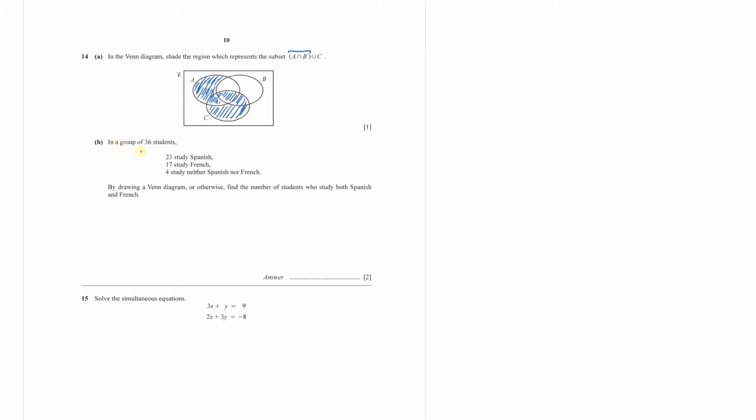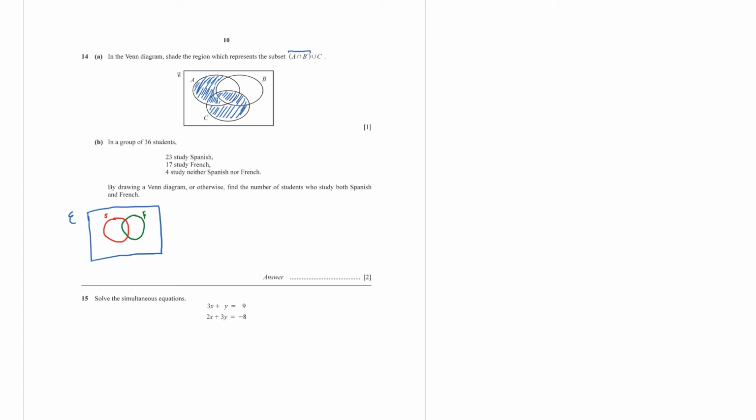The next part is: in a group of 36 students, 23 study Spanish, 17 study French, 4 study neither Spanish nor French. So we have to draw a Venn diagram and then find the number of students who study both Spanish and French. So let's draw the Venn diagram. It will make it easier to visualize what's happening here. So you have your universal set here. So you have 36 total students, and then let me draw this Spanish. Let me represent it by S in red, and then let's say French is green here.